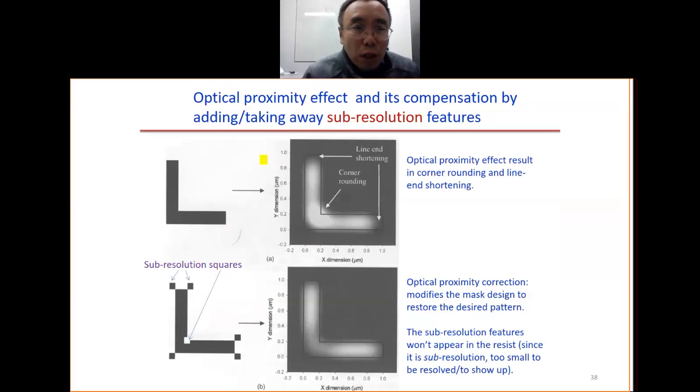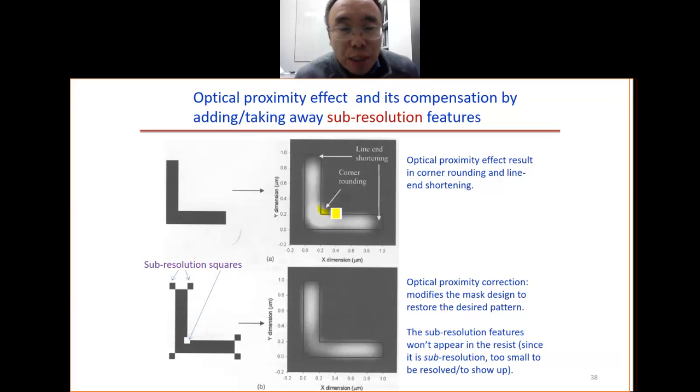For example, when we have this L-shape opening here, the resist structure in the end will be something like this. You can see this part become rounded, this part become lost. This will become lost. This is the negative resist, so the exposed area remains. We lost some features here, and we also lost some features here, and we get something extra here.